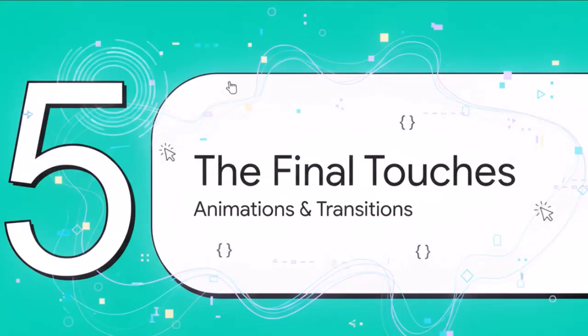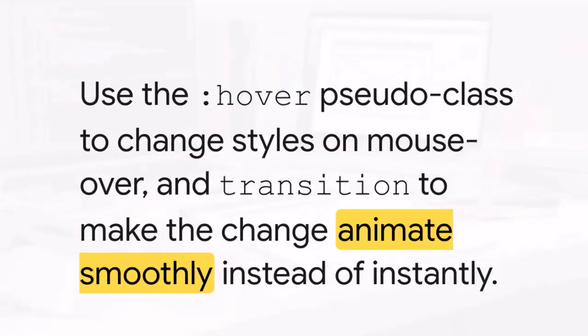Having a great layout is one thing, but what really takes the design from good to great, what makes it feel professional and polished, are those little details like interactivity and subtle animations. We can easily make our designs feel alive using that hover state we talked about earlier. But watch this. Instead of the change being instant and jarring, we add the transition property. This tells the browser, hey, when this change happens, don't just snap to it. Smoothly animate from the old style to the new style. It creates that buttery smooth effect that just feels so satisfying to interact with.